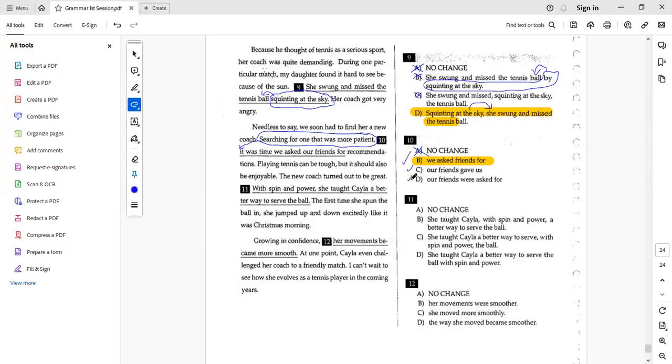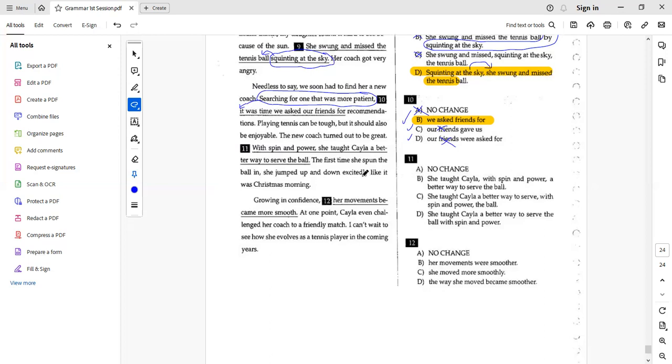But which one? We have to read the full sentence to find the right one. "Searching for one that was more patient, we asked friends for recommendation." Right, so now who is searching? We. So we asked our friends. Second one: "Searching for one that was more patient, our friends gave us recommendation." Who is asking? Who's going to take the recommendation? Us, means we. So this is wrong. It's not going to be our friends, it's going to be we.